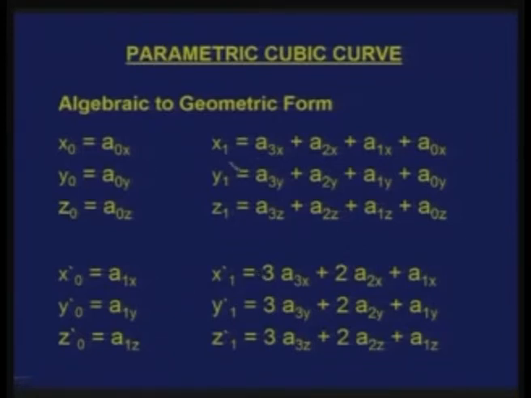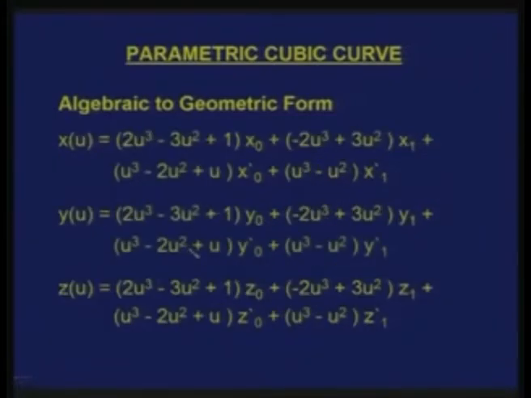Now, I will solve to get rid of these unknowns a 3 x, a 2 x, etc., and get a parametric cubic equation purely in terms of my input. This is x 1 y 1 z 1, x 0 y 0 z 0, and do that. I am not going to solve here. I will just show you what is the final form which you will get. Once I solve and rearrange the terms, I will get an equation for x.